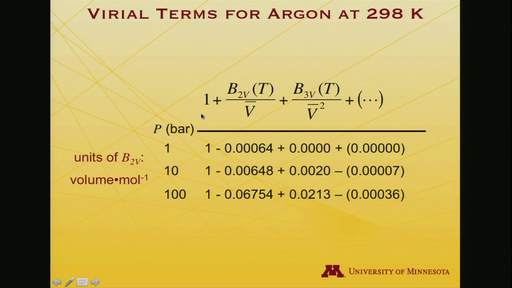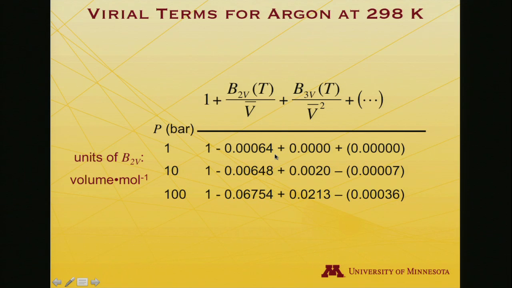1 is certainly unitless. So if we're going to divide by V bar, B2V(T) has to have the same units as V bar in order to be unitless. What are the units on V bar? Volume per mole. In any case, at 1 bar, argon really behaves pretty ideally. So the 1 comes in, and the second term in the virial expansion is 0.00064.